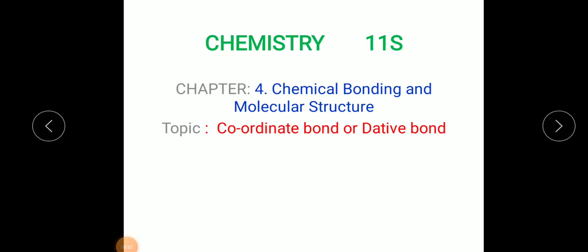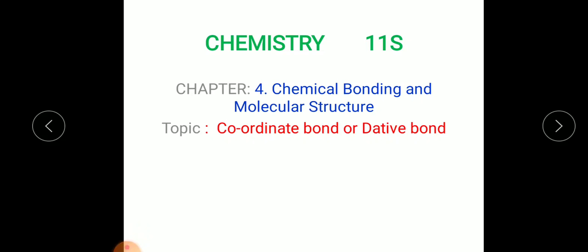Good morning, class. In our yesterday's class, we saw the prediction of hybridization. That means how we can predict the hybridization of a certain molecule which is given to you. Now, today we are just going to discuss the third type of bond.